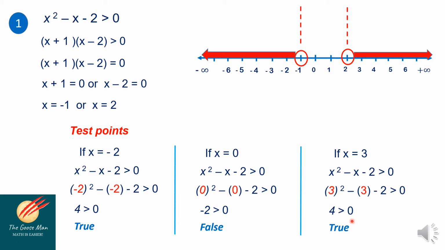So therefore, if we graph our inequality, the region from negative infinity to negative 1 is part of the solution, the region between is not part of the solution, and then we have 2 until positive infinity. Therefore, the solution set is negative infinity until negative 1, with a parenthesis, union 2 to positive infinity.